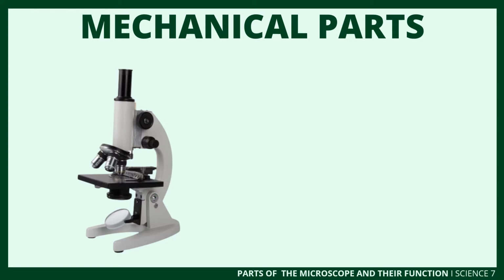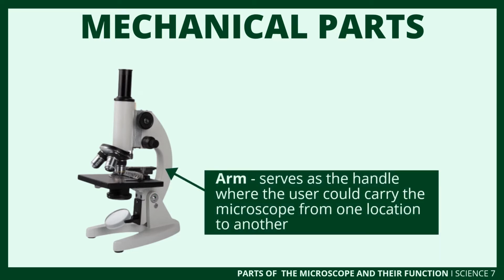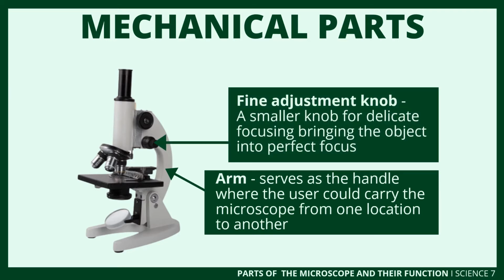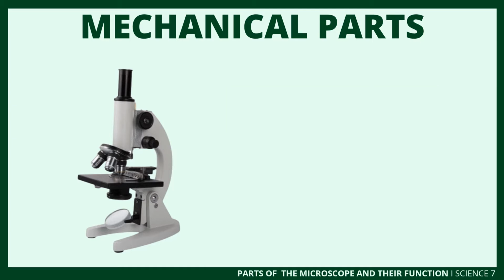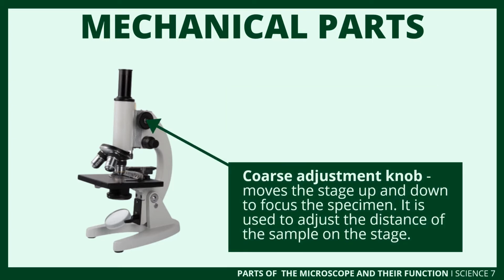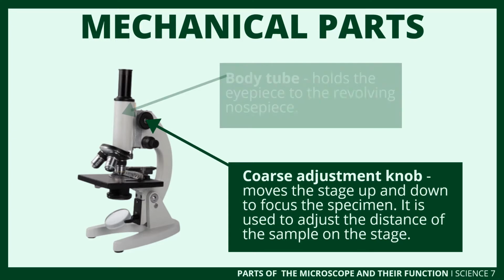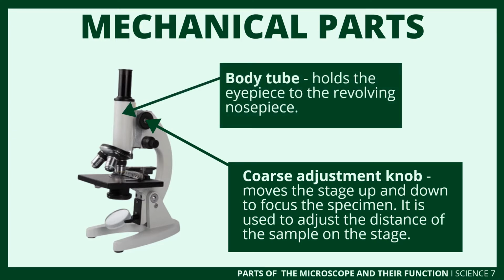Arm is a curved or slanted part which is held while carrying the microscope. Fine adjustment knob is a round knob on the side of the microscope used to fine-tune the focus of your specimen. Coarse adjustment knob is geared to the body tube which elevates or lowers when rotated, bringing the object into approximate focus. Body tube connects the eyepiece to the objective lens.